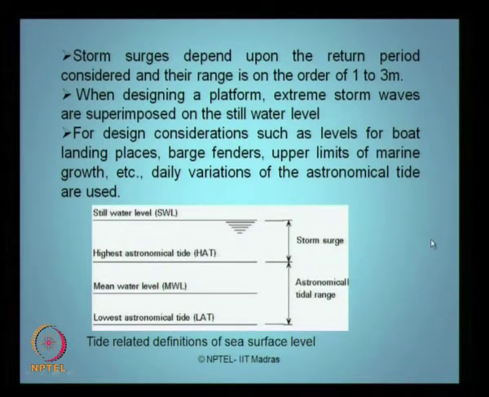The storm surge depends on the return period which is considered, and the range is in the order of 1 to 3 meters, whereas while designing the platform the extreme storm waves are actually superimposed on the still water level.